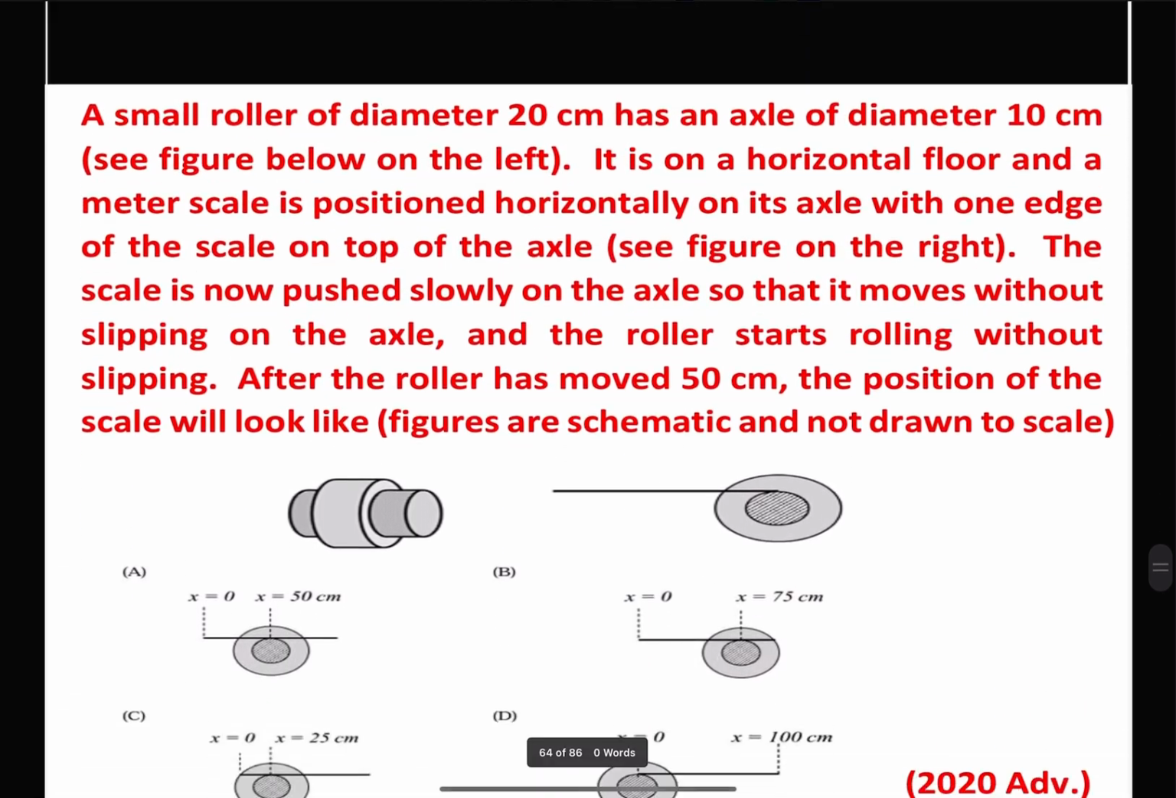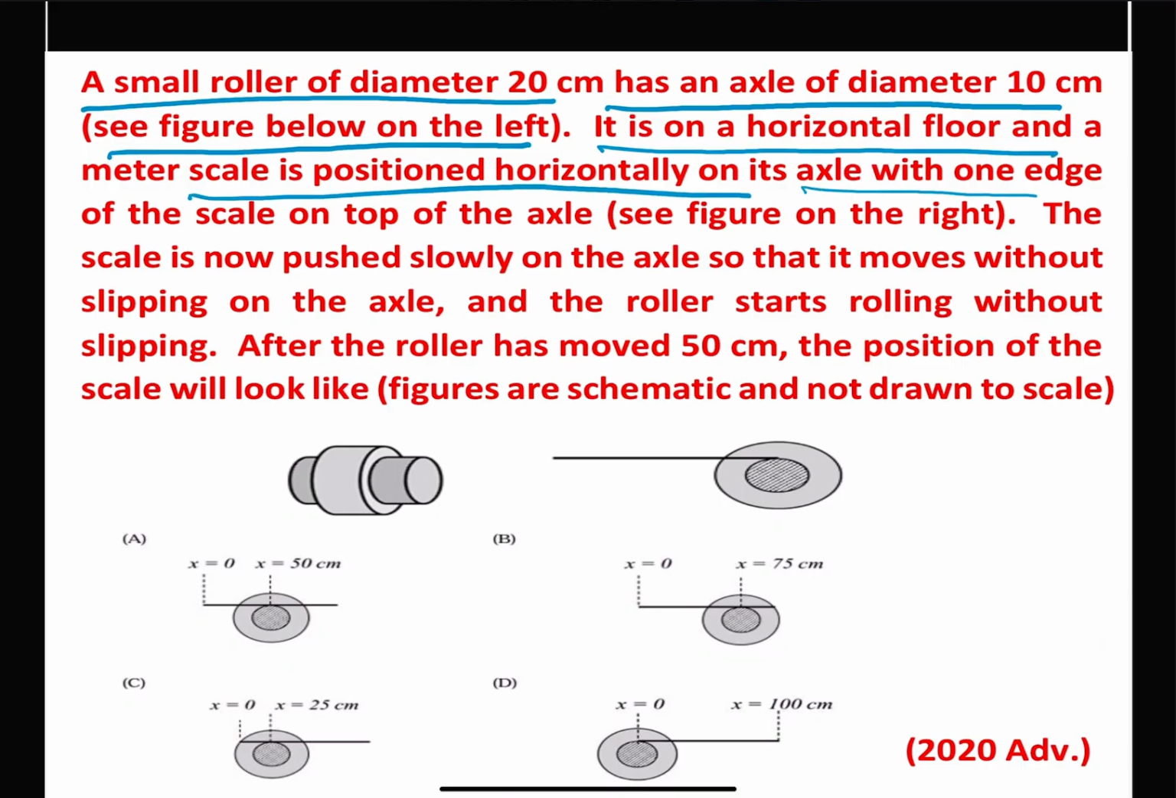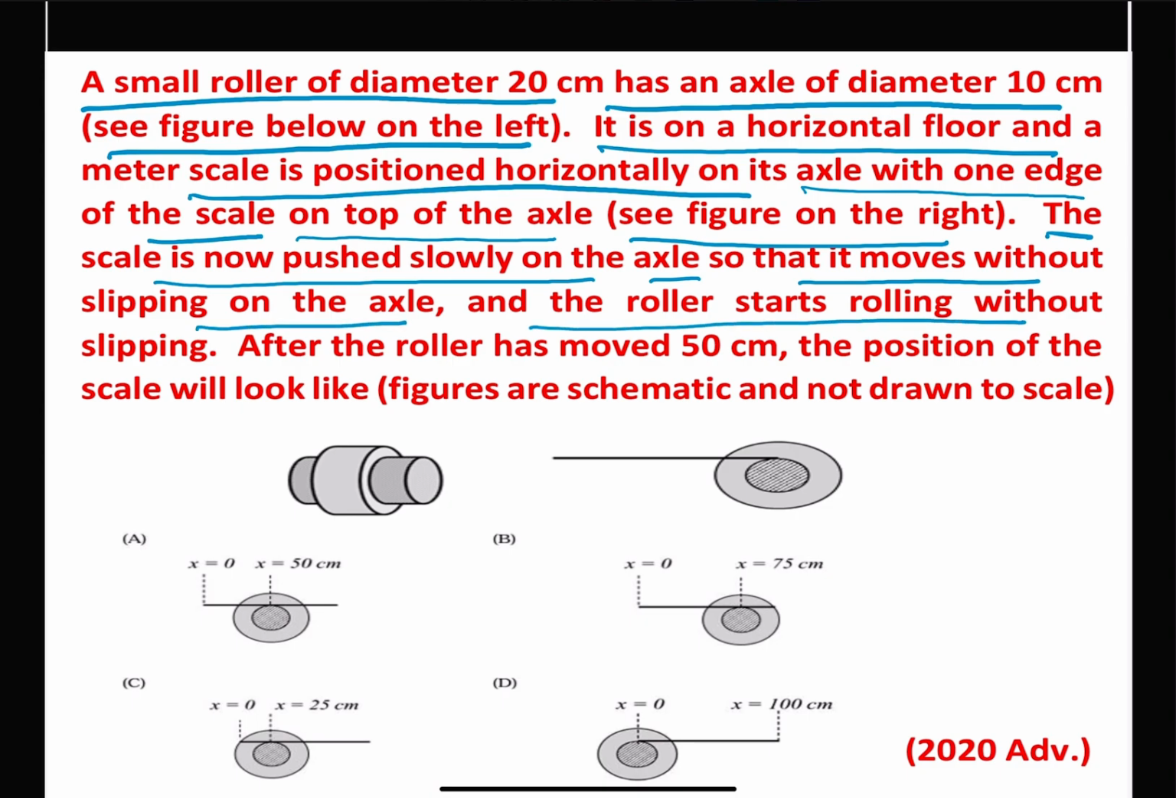The question states, a small roller of diameter 20 centimeter has an axle of 10 centimeter. See figure below on the left. It is on the horizontal floor and a meter scale is positioned horizontally on its axle with one edge of the scale on the top of the axle. See figure to the right. The scale is now pushed slowly on the axle so that it moves without slipping on the axle. The roller starts rolling without slipping. After the roller has moved 50 centimeter, the position of the scale will look like. The figures are schematic and not drawn to scale.